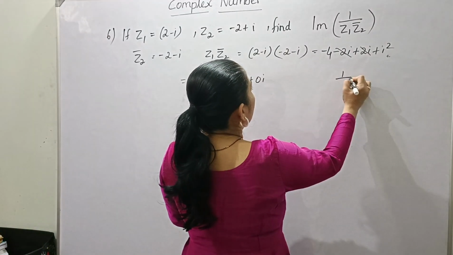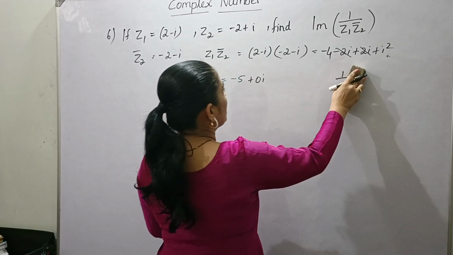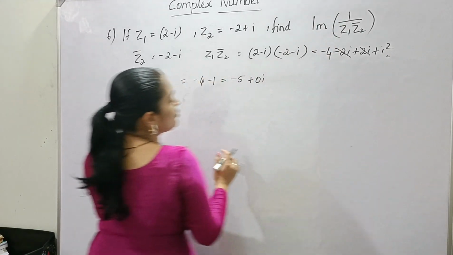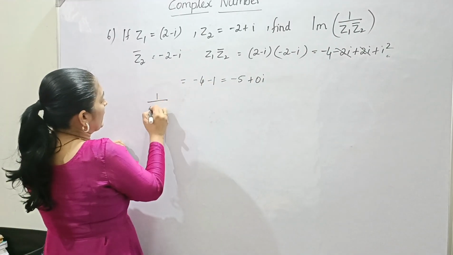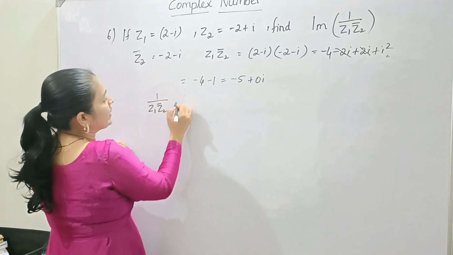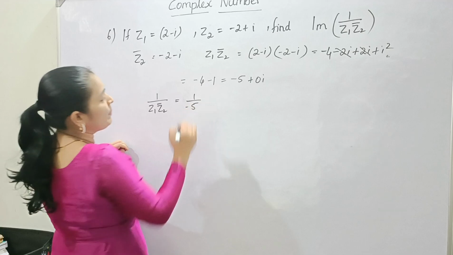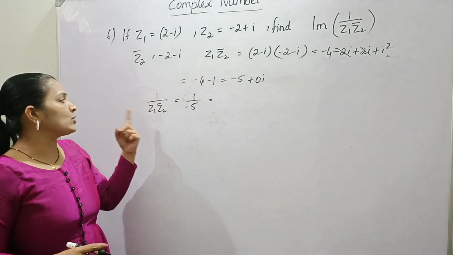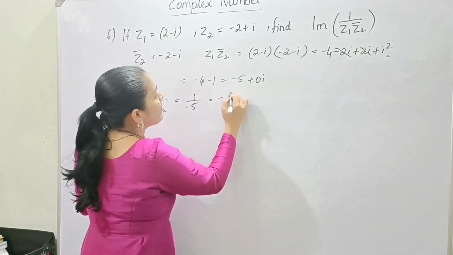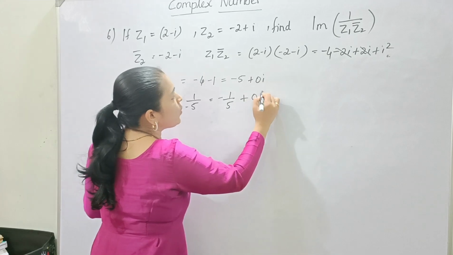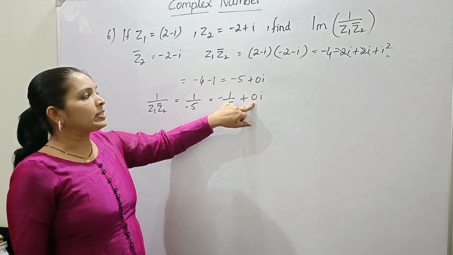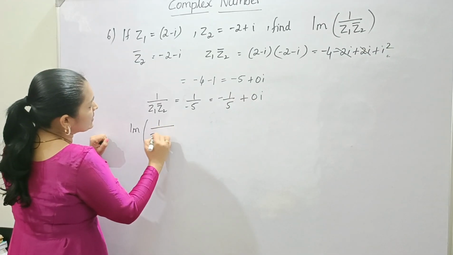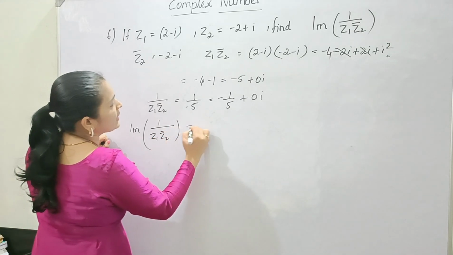We have to find the imaginary part of 1 by z1 into z2 conjugate, right? So 1 by z1 into z2 conjugate is nothing but 1 by minus 5. So here minus 1 by 5 is the value of 1 by z1 z2 conjugate. This can be written as minus 1 by 5 plus 0i. So here the imaginary part is 0. So we can write the imaginary part of 1 by z1 into z2 conjugate is nothing but 0.